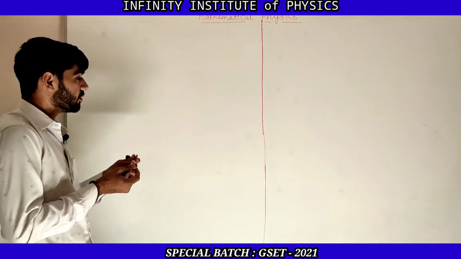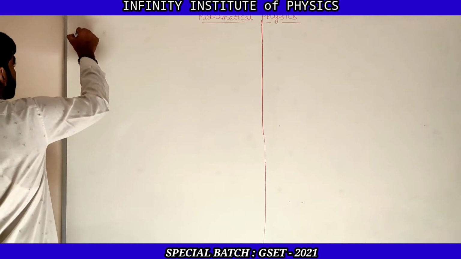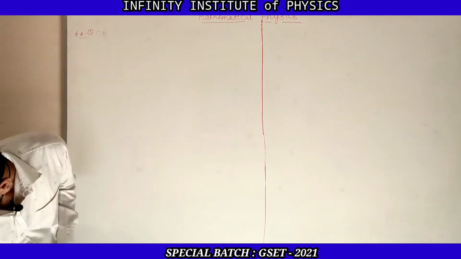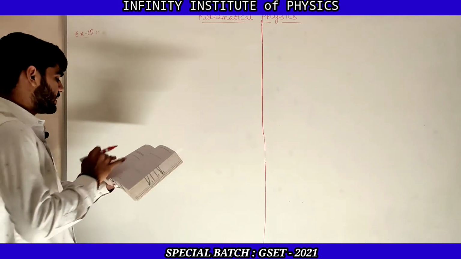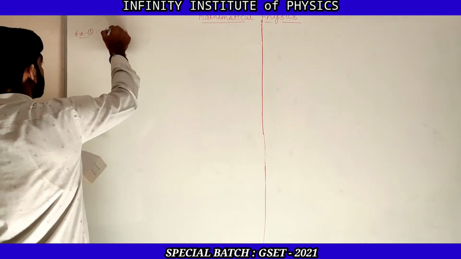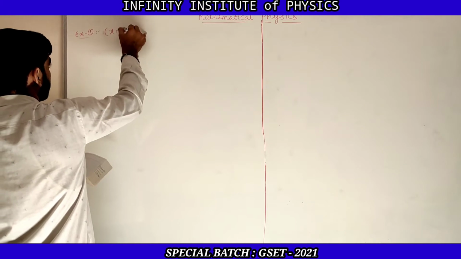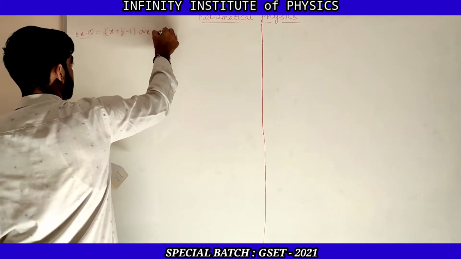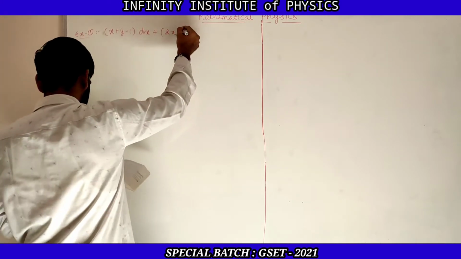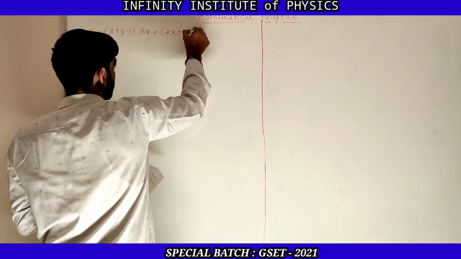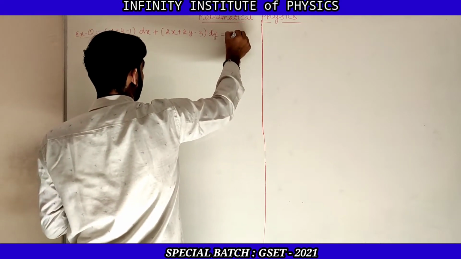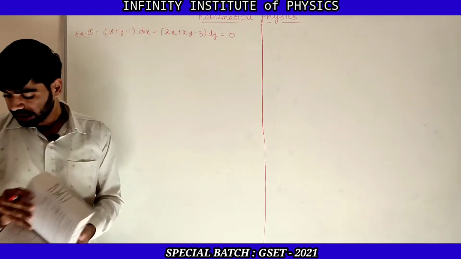So let us take one example related to the first case, that is, the ratio is the same. Example 1: (x plus y minus 1) dx plus (2x plus 2y minus 3) dy is equal to 0.